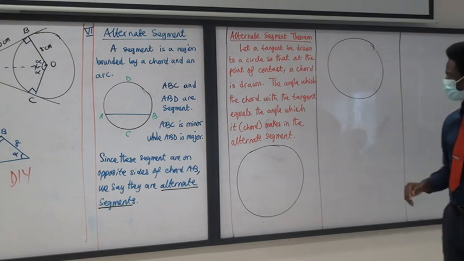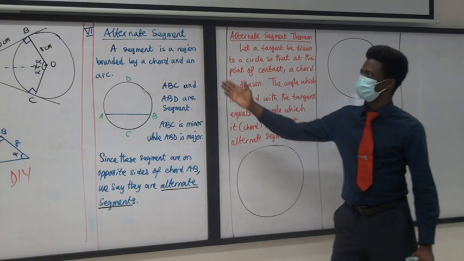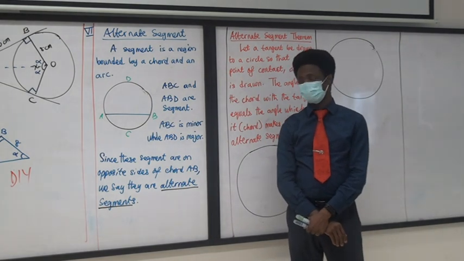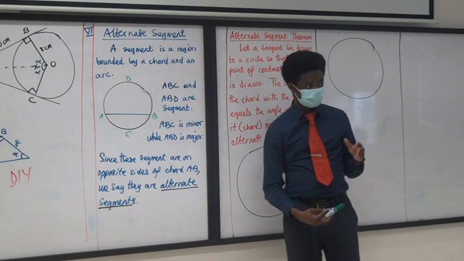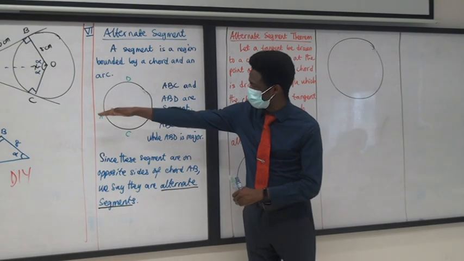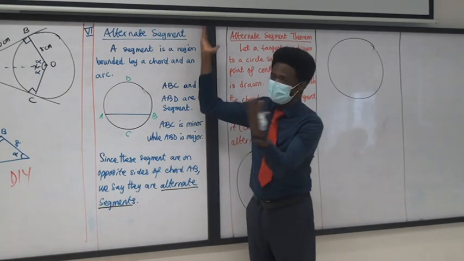All right? We begin with the meaning of alternate segment. Okay? And I thought the first thing is, what is a segment? We have discussed this before about a segment. A segment is that part. When you draw a line in a circle, you just divide it into two segments.